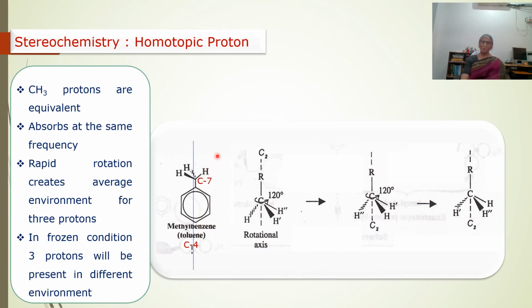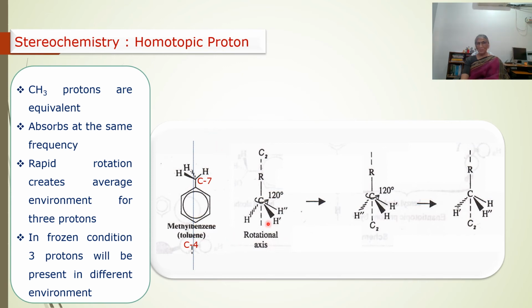The 3 methyl protons of toluene are homotopic protons. They are interchangeable by rotation about the axis C4, C7. And the rotation is done by 120 degrees, that is, a C3 axis of symmetry.